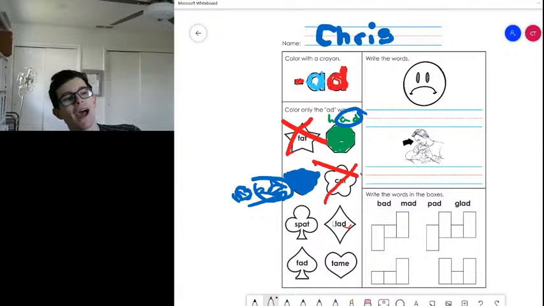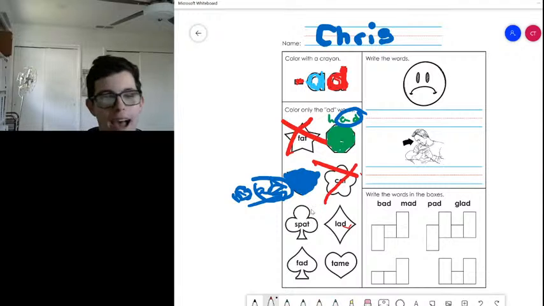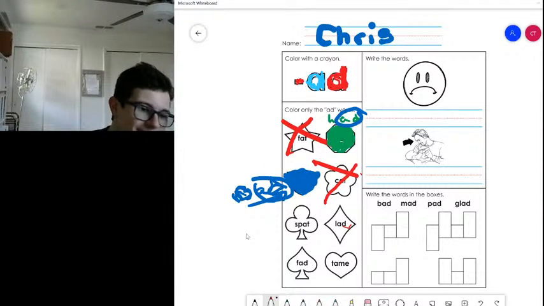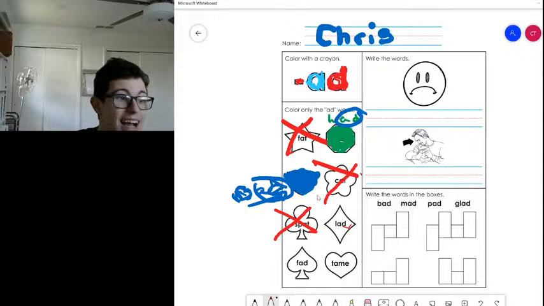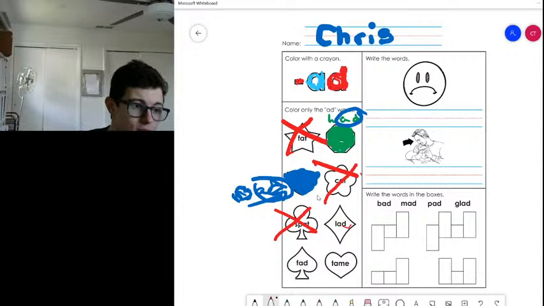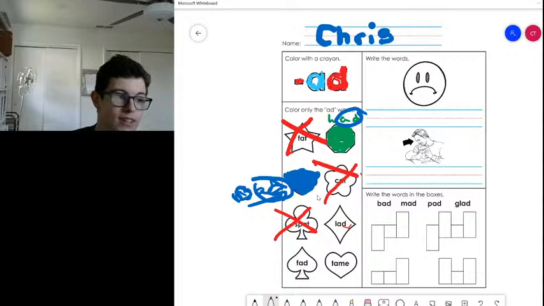Then as for spat. Spat. At. It doesn't have the AD sound, and it doesn't have the AD ending, so it's just like cat. It gets the X. In this case, X does not mark where the treasure is, if our treasure is the AD word. If the treasure is the AT word, then X marks the spot, but it's not. It's the AD word, so right now the treasure isn't marking the spot.